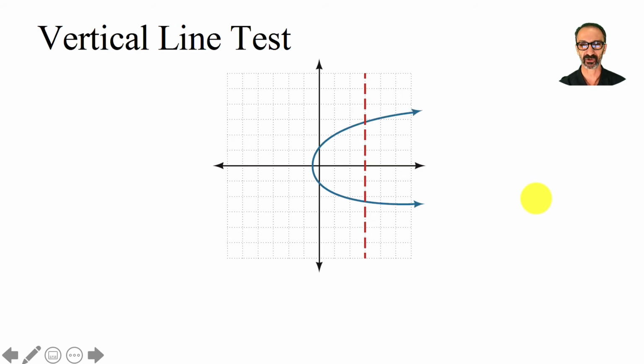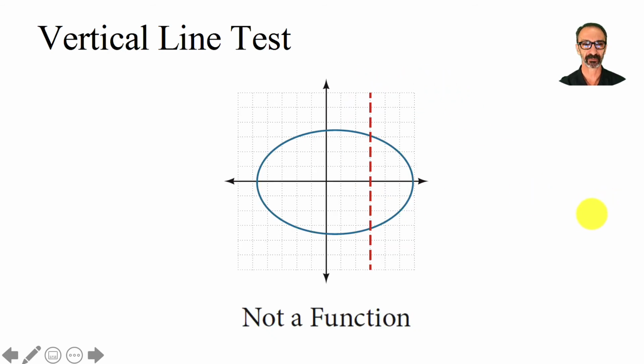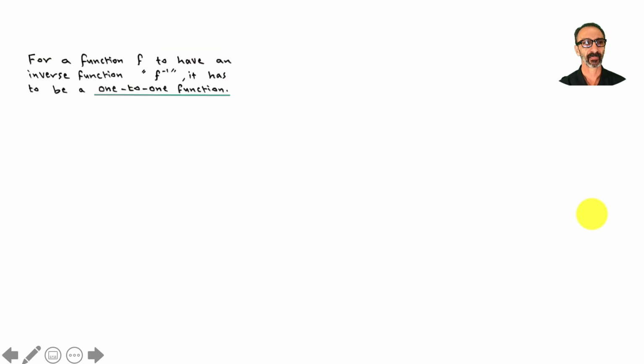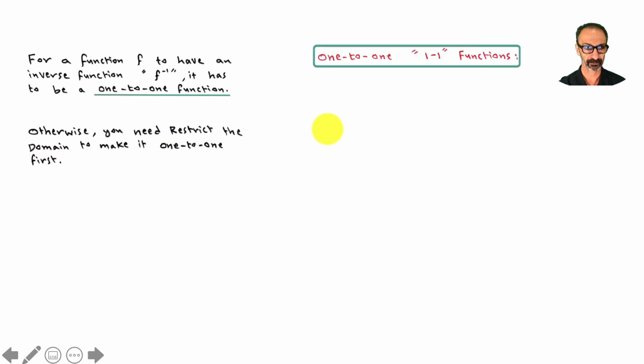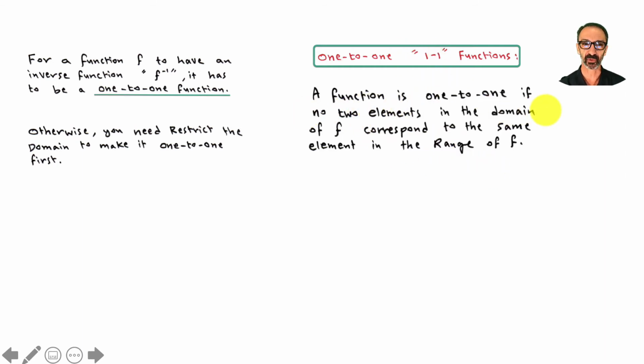This is not a function. The vertical line crosses it more than once. This is not a function. For a function f to have an inverse function called f inverse, it has to be a one-to-one function. Otherwise, you need to restrict the domain to make it one-to-one. What's one-to-one? Sometimes we write it like 1-1 in short. A function is one-to-one if no two elements in the domain of f correspond to the same element in the range of f.